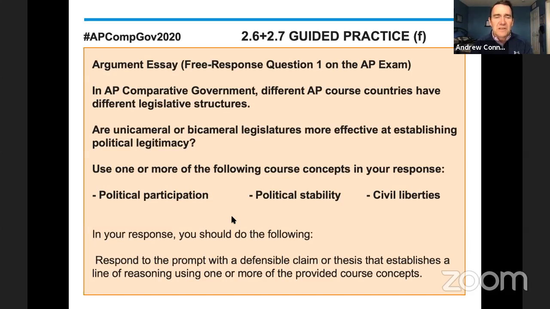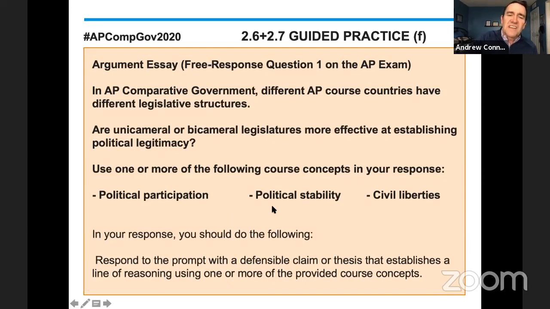Thank you for those students who are collaborating with this on hashtag APCompGov 2020. In comparative government, different AP course countries have different legislative structures. Are unicameral or bicameral legislatures more effective at establishing political legitimacy? Use one or more of the following course concepts in your response.